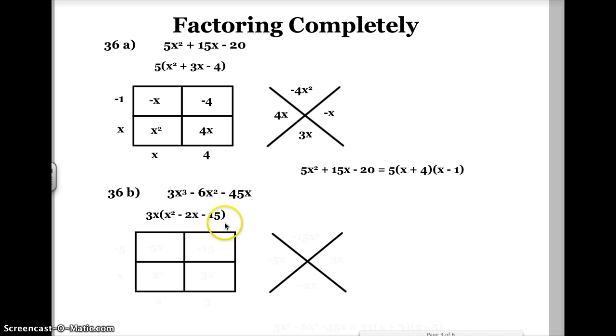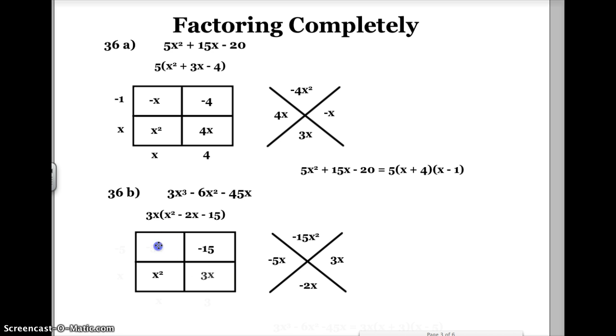So now I put what's left inside the parentheses into my generic rectangle and diamond problem. The x squared goes there. The negative 15 goes there. This product right here is going to be negative 15x squared. These two have to add up to my new middle term, which is negative 2x. Now I have a negative product, so I have to have one positive and one negative factor, and the negative one has to be bigger, by 2, so I'm going to have negative 5x and 3x.